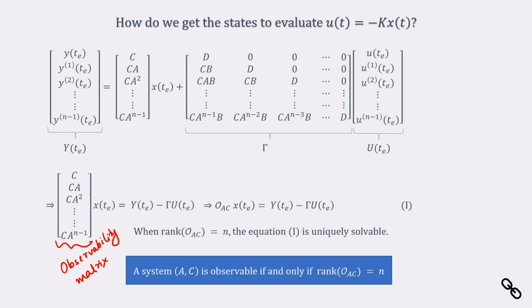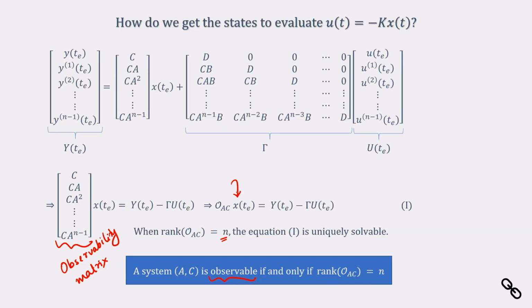So, if the observability matrix rank is n, then we say that the system is observable. And what is the meaning of the system is observable? The system is observable means that you will be able to find out the states, estimate the states using the input and the output information for a finite duration of time. If you know that information, you will be easily able to estimate the states of the system.